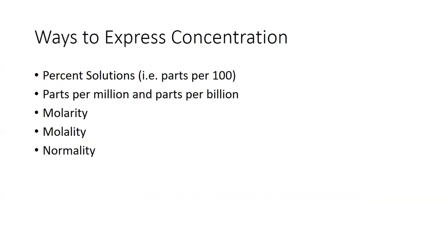All right, so there are different ways to express concentration. So we have percent solutions, which are actually parts per 100. You also have parts per million and parts per billion, which is really good for very dilute substances. Molarity, molality, and normality, and we'll talk about each of these individually as we continue on.